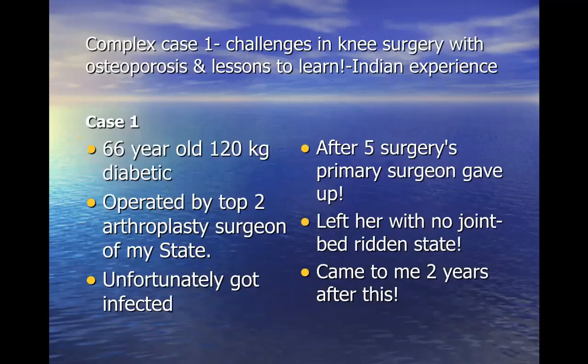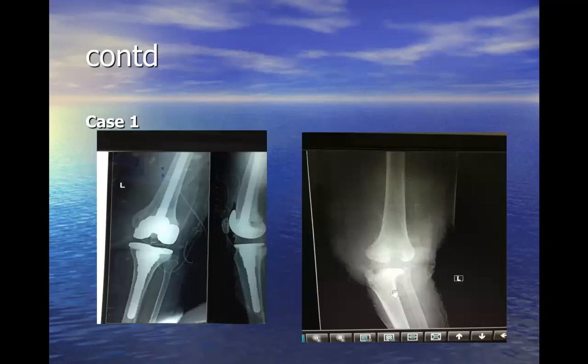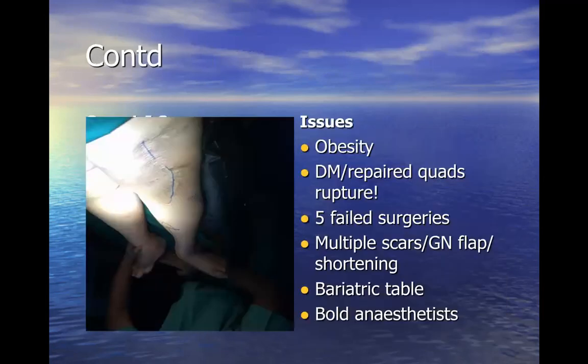I'll now go to some of these complex cases that I had to deal with when I moved to India. These are osteoporosis and knee surgery cases and lessons that one can learn. Case one is a 66-year-old lady, 120 kg, diabetic, operated on by the top 2 orthoplastic surgeons of the state. Unfortunately, it got infected. After 5 surgeries, the primary surgeon gave up. He left her with no joint, and she was in a bedridden state. Her daughter came to me 2 years after this, and this is how she came to me on the right-hand side. And the issue she had was morbid obesity and diabetes mellitus.